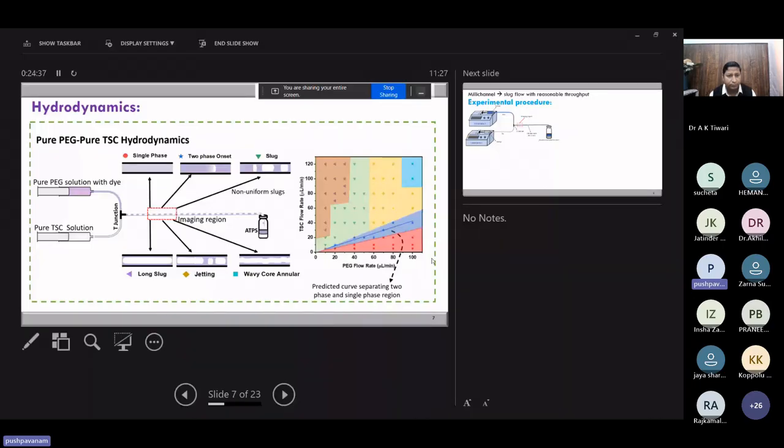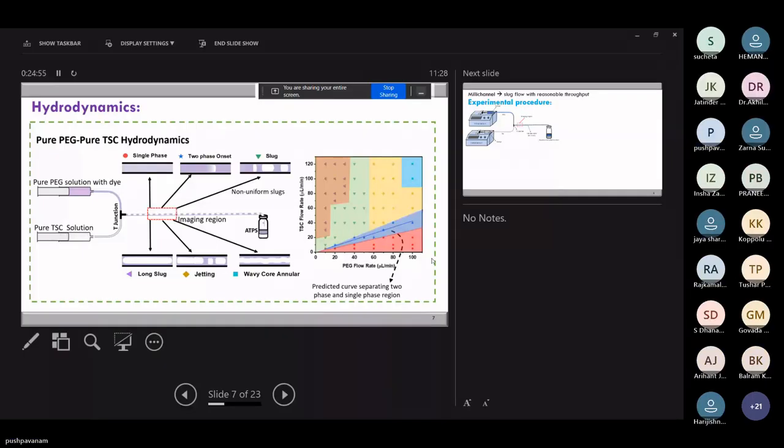So trisodium citrate and PEG are the two inlets which are pumped into the reactor. Okay, pure PEG solution with dye is added, pure TSC solution is added, and when it is added, it flows into the microchannel, and then you take an image of what is happening in the microchannel. You can get long slug. So there are different kinds of flow patterns available. And what we have done is we've just classified the different flow patterns, whether it's jetting, wavy, core annular, stratified flow, single phase flow, slug, long slug, etc.